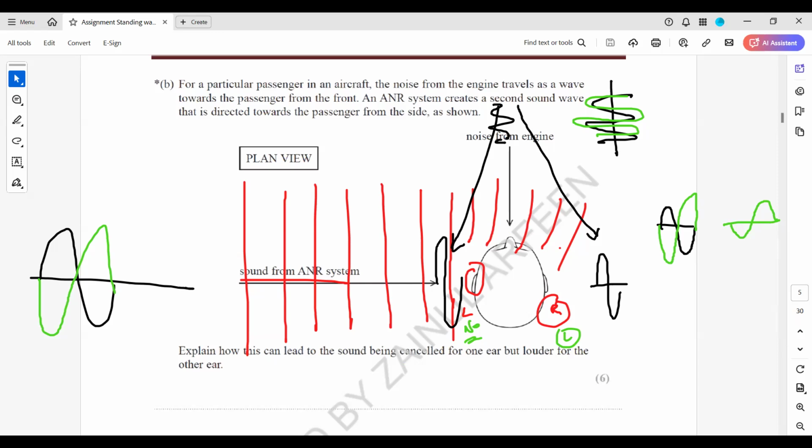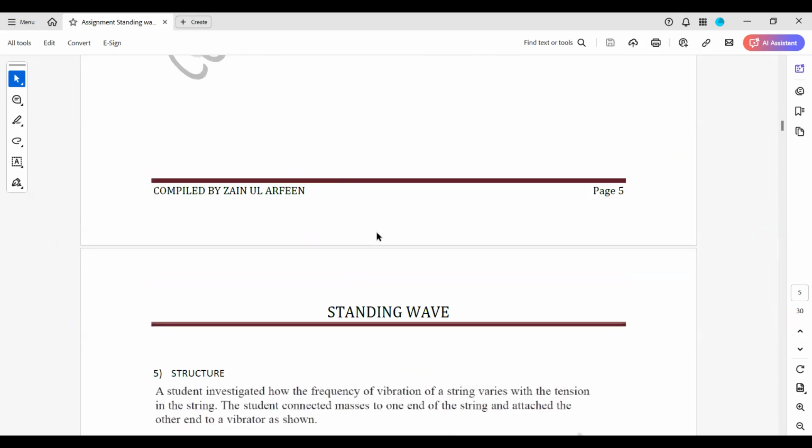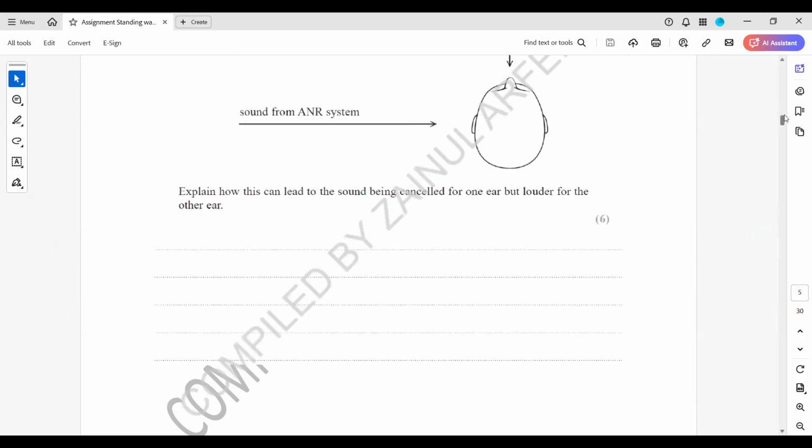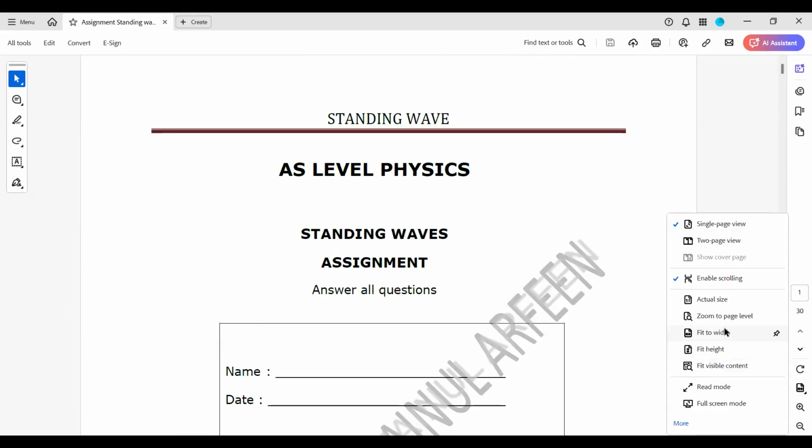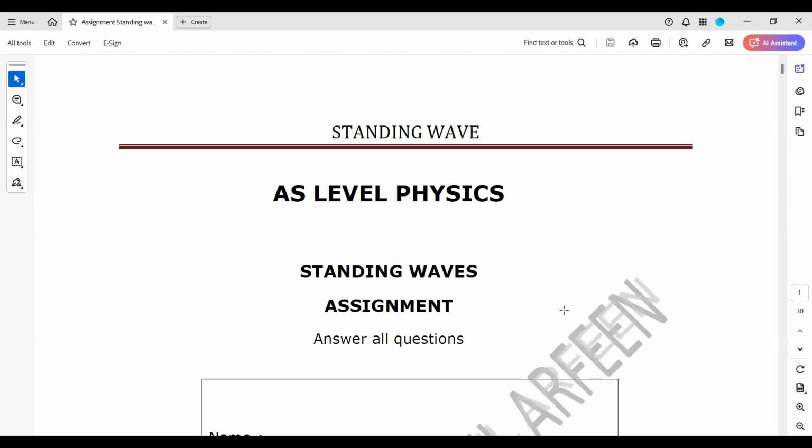Anyone having a doubt or a question in this? So these are some questions from standing waves. We'll do more in the next session, as we are done with this topic of standing waves. Anyone, any doubt or question related to the class today?